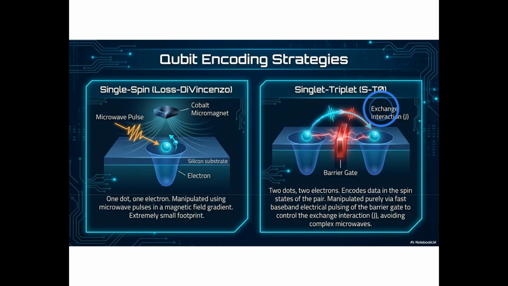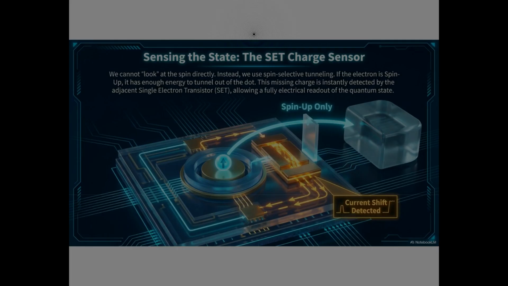No microwaves required, pure baseband electrical control, making the electronics dramatically simpler. The trade-off is that each logical qubit now occupies two dots instead of one. Both approaches are being actively developed in leading research groups worldwide. We have our qubit, but how do we actually read out its state? This is surprisingly difficult. The magnetic moment of a single electron spin is far too weak to measure directly.